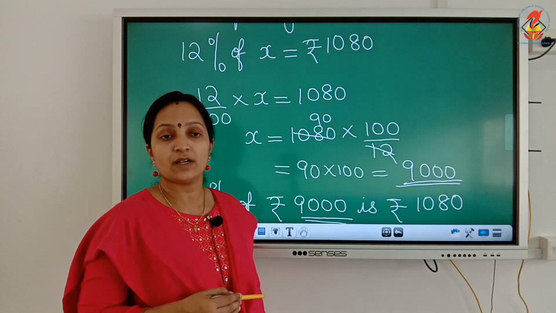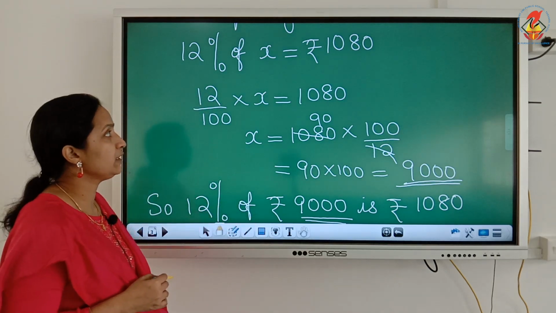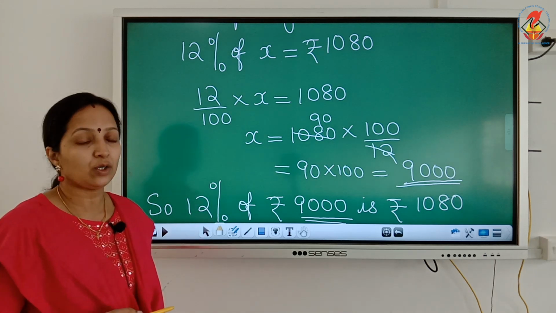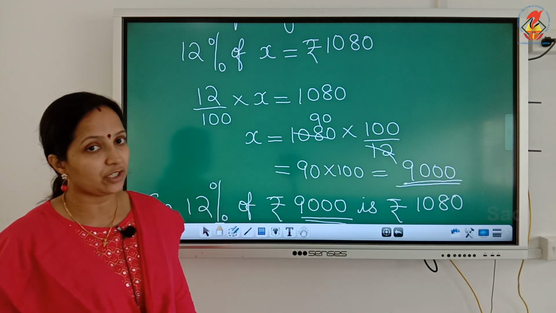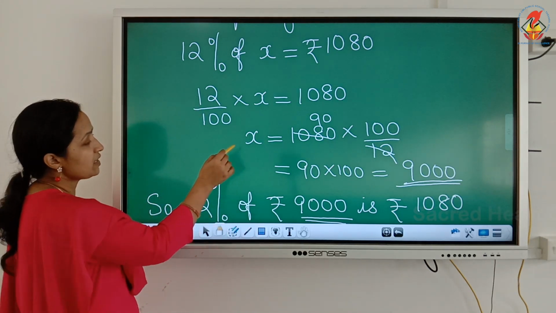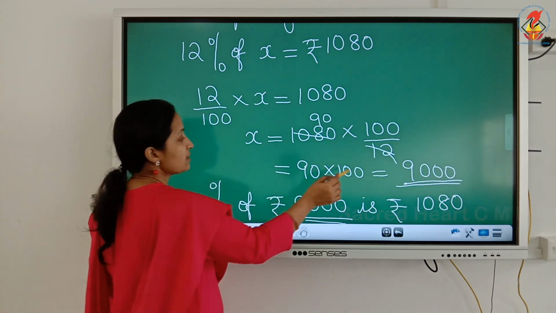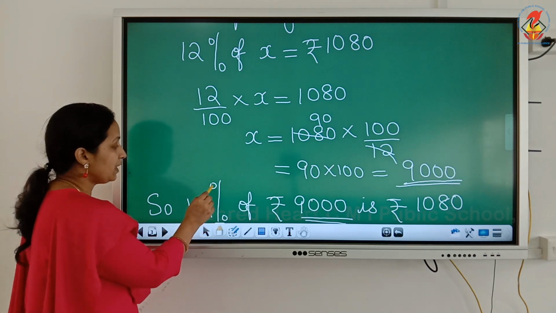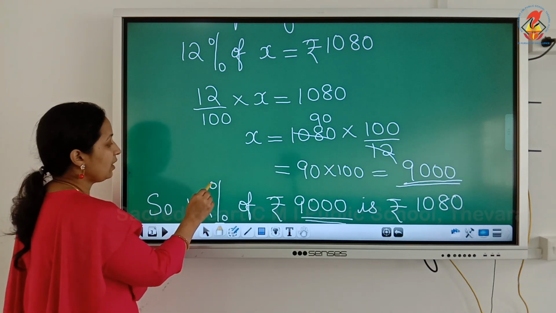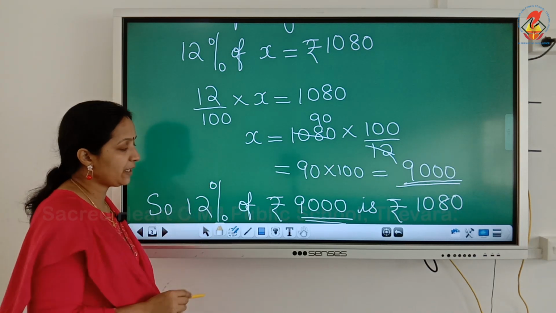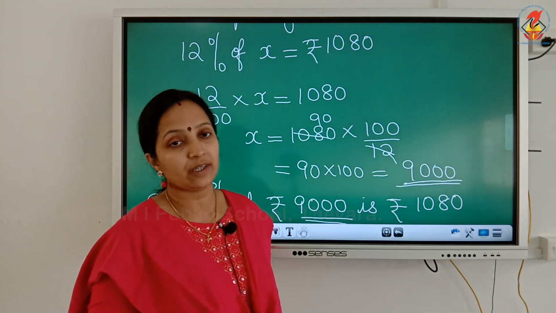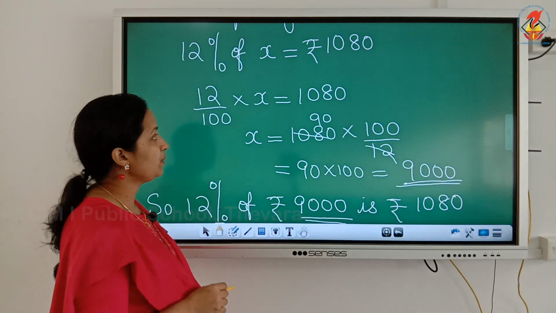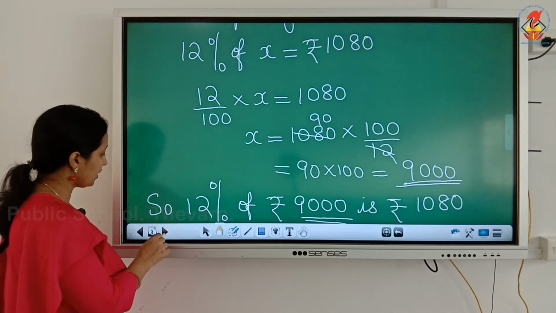We don't know what the whole quantity is, so we took that whole quantity as x. x means an unknown variable. We have to find the value of that particular variable. Okay. So we are using the transposing method and we got the answer 9,000. And what does it mean, children? 12% of rupees 9,000 is rupees 1,080. I hope this answer is clear. Now move to the next question.